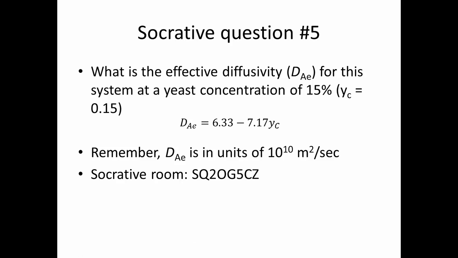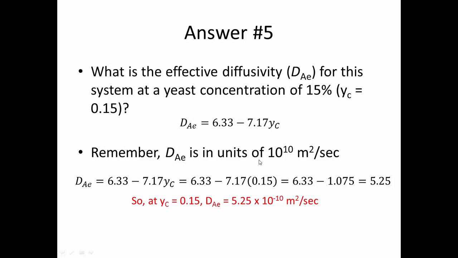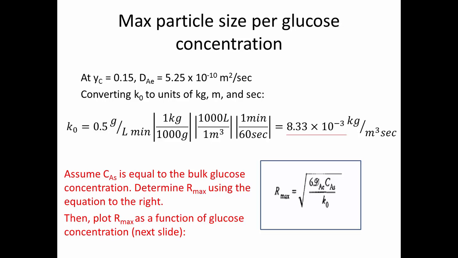So we can first think about the effective diffusivity at a yeast concentration of 15%. Simply enough, we just plug YC into this equation here to get our DAE, and at YC equals 0.15, or 15%, the DAE is 5.25 times 10 to the negative 10th meters squared per second. Now we will consider our maximum particle size per glucose concentration.